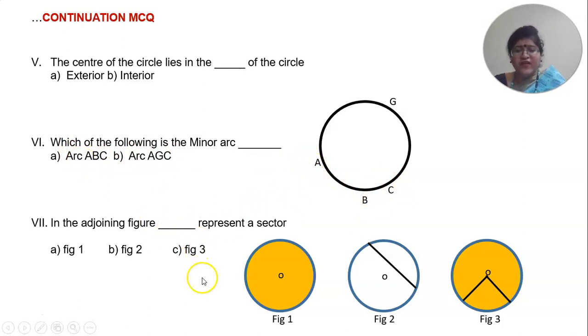In the adjoining figure, which represents a sector? This is definitely not a sector because it's a segment of a circle. Minor segment, major segment. So this is a sector. Sector, anything looks like this, like a triangle. You get two radii and you have an arc in between. Okay.